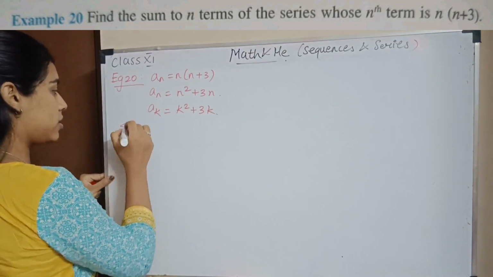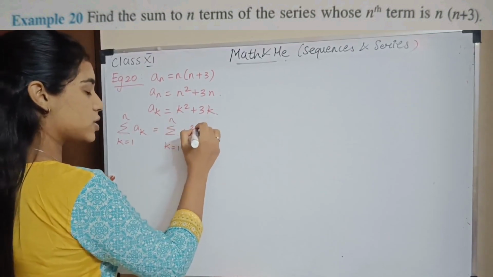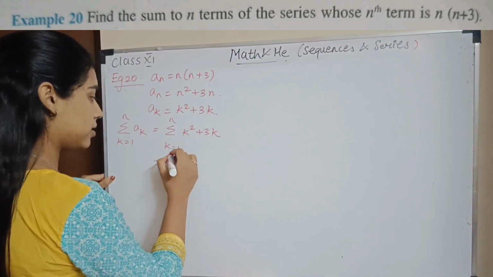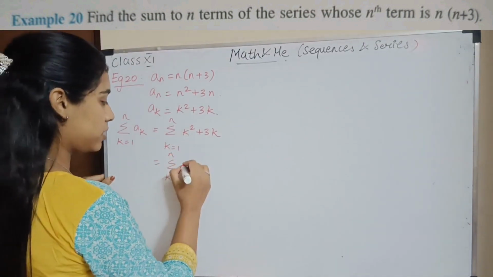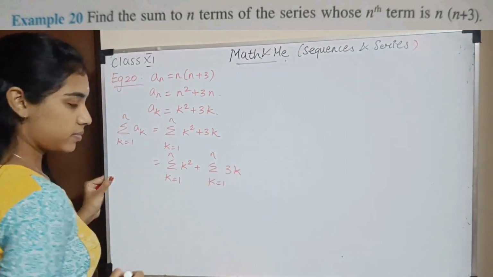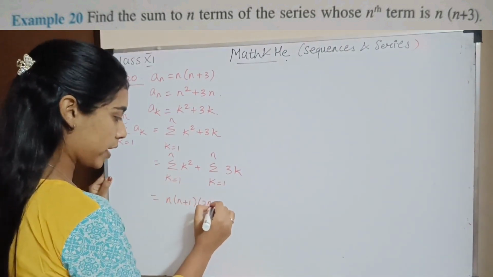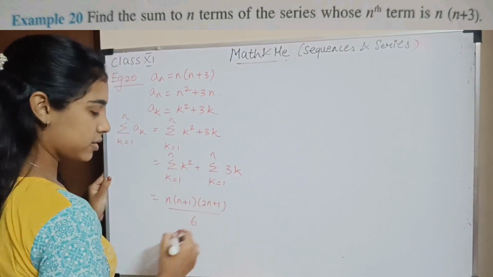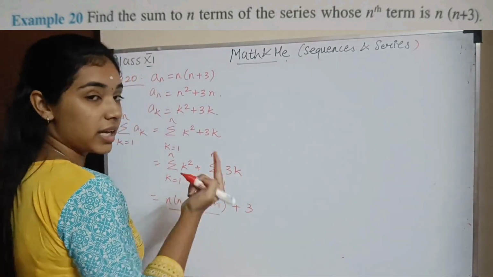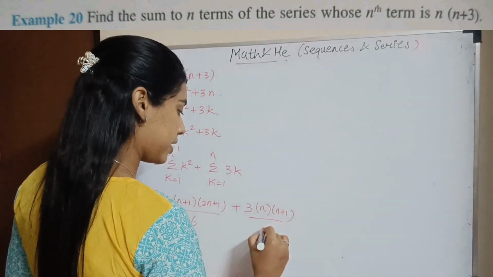Summation of k equals 1 to n of ak is summation of k equals 1 to n of k square plus 3k. Now I'm going to split the summation. So I have summation of k equals 1 to n of k square plus summation k equals 1 to n of 3k. So what does this become? It is n into n plus 1 into 2n plus 1 divided by 6 plus, I'm going to take this 3 outside. So I have 3 into summation of k until n terms. It is n into n plus 1 divided by 2.